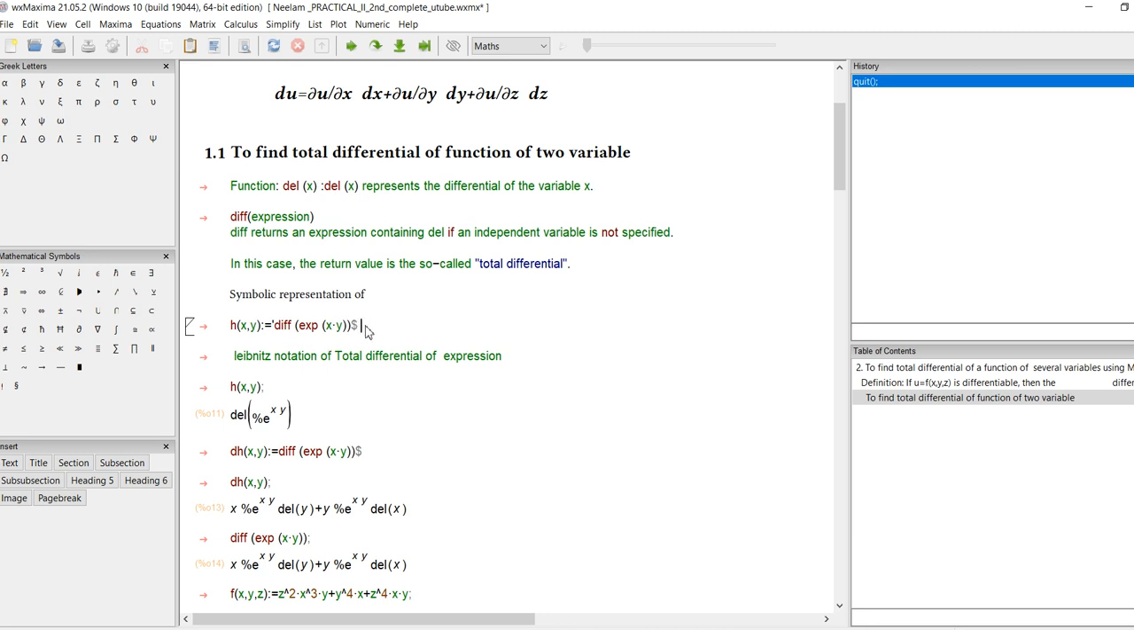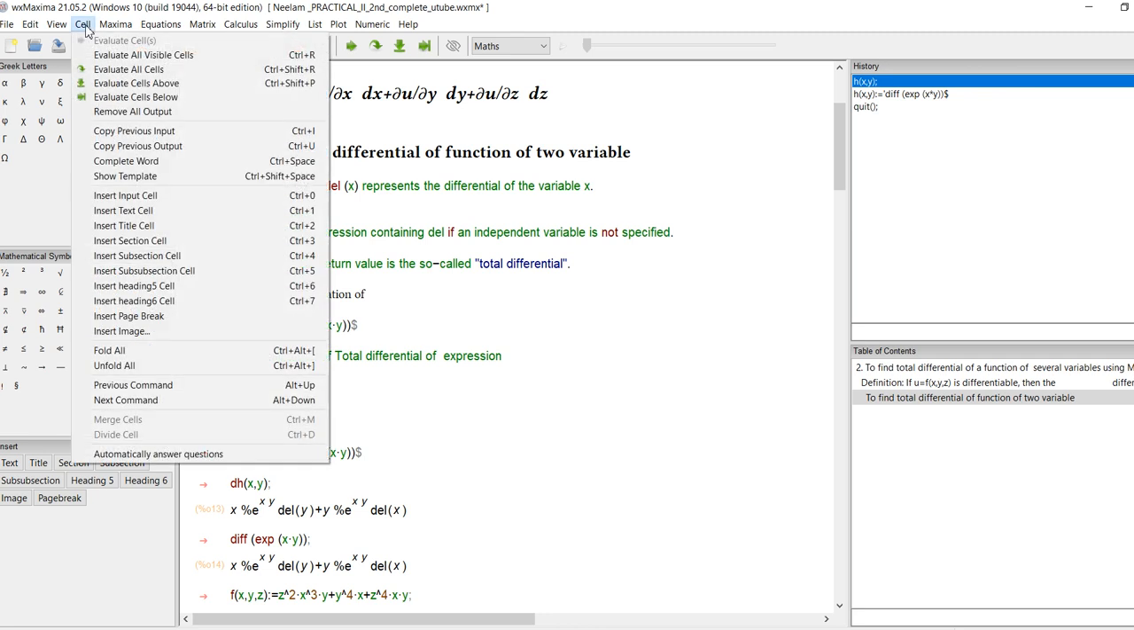This is the Leibniz notation of total differentiation of a function. This is my input. I write the dollar sign here, that's why it's not showing me the output. I assigned this expression to a function of two variables x and y. If I want to take the output here, I will write h of x, y.